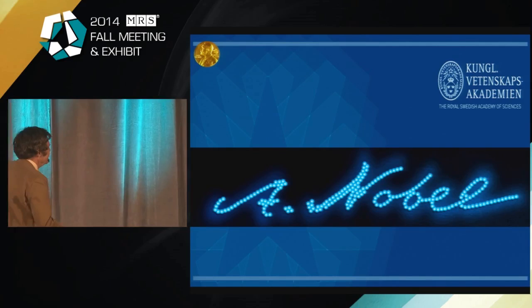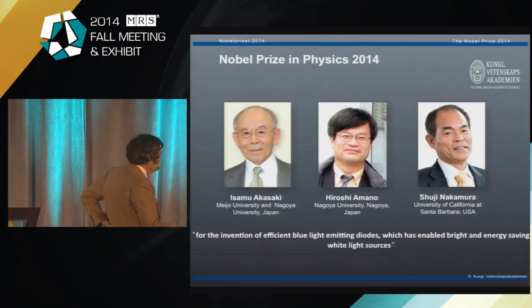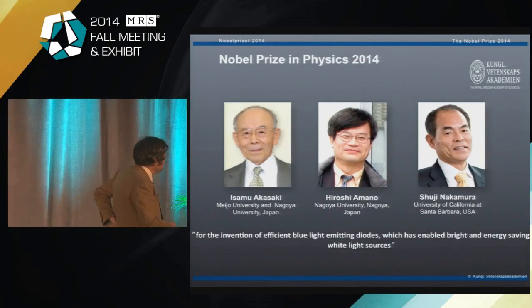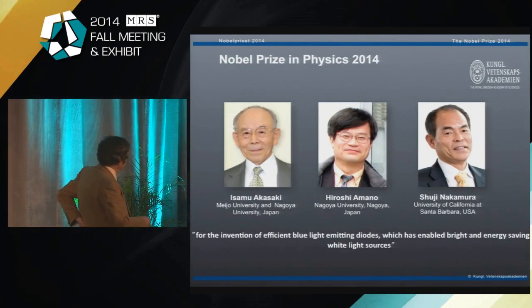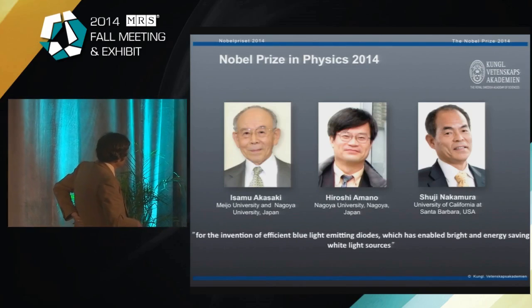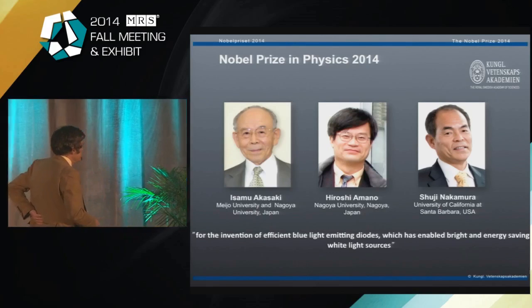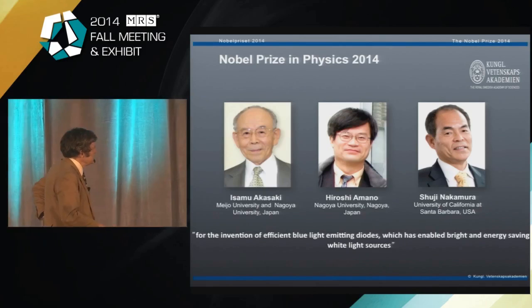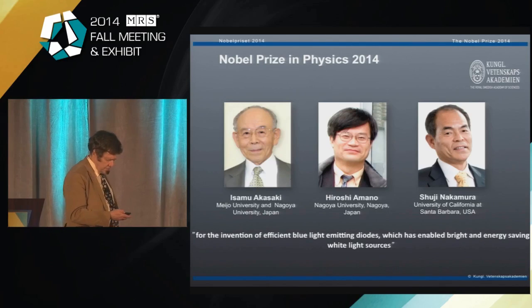Maybe not. Who was awarded the Nobel Prize? I happen to be in the physics class of the Royal Swedish Academy of Sciences, so I know how this happened. So Isamu Akasaki, Hiroshi Amano, and Shuji Nakamura are sharing this prize, as you know, for the invention of the efficient blue LED, which has enabled bright and energy-saving white light sources.